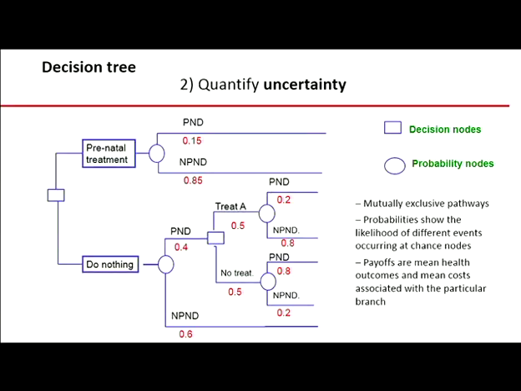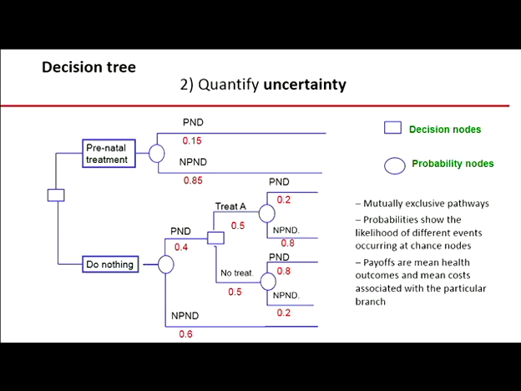So we are going to have probabilities attached to each of the branches. For those with the prenatal treatment, 15% developed postnatal depression and 85% had no postnatal depression. And then if you look at the do nothing, here you have the probabilities attached as well. For those that had postnatal depression in the do-nothing branch, half of them were assigned to treatment, half of them not, and then you have here the probabilities attached to actually developing further postnatal depression.